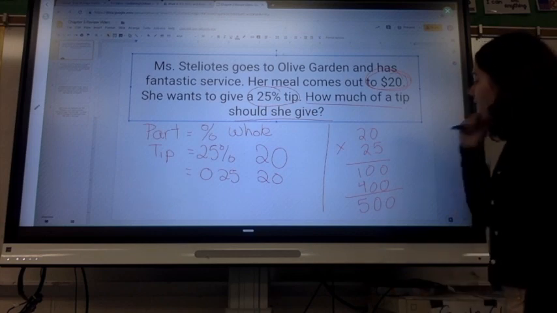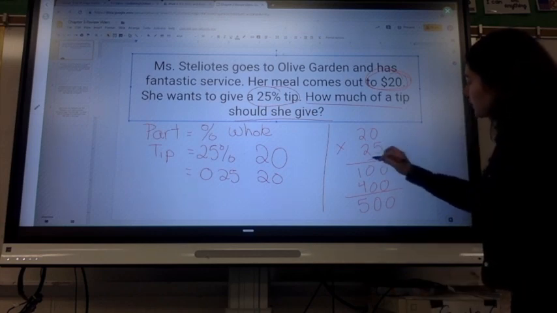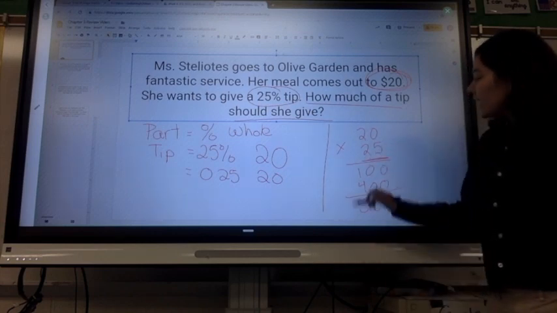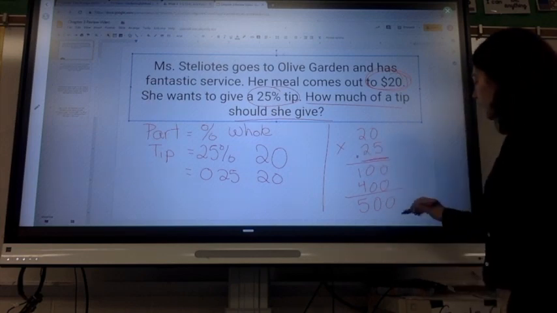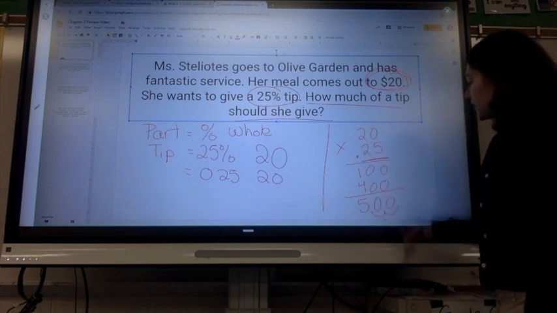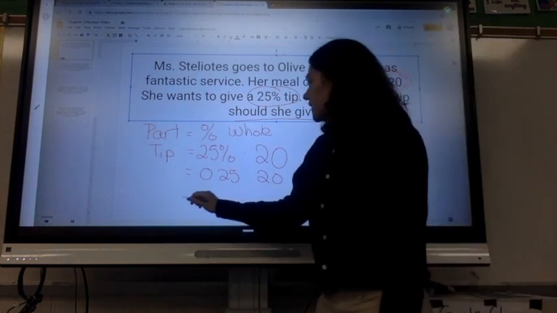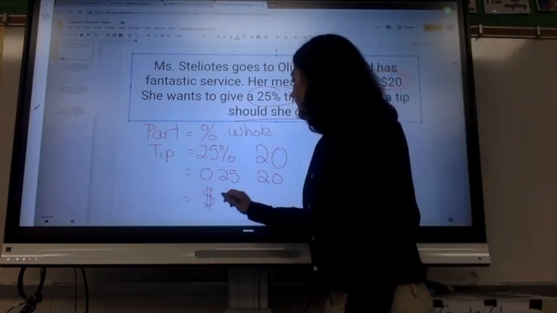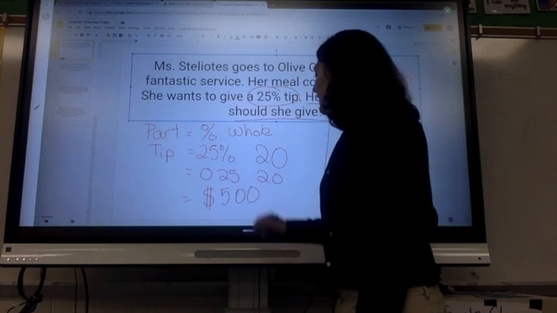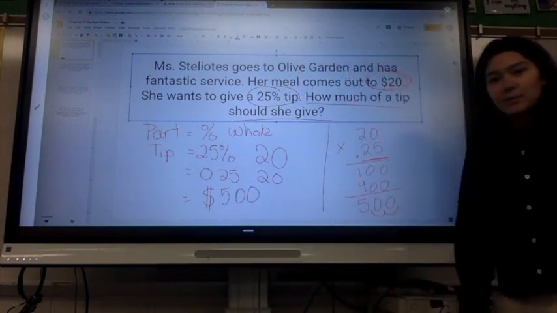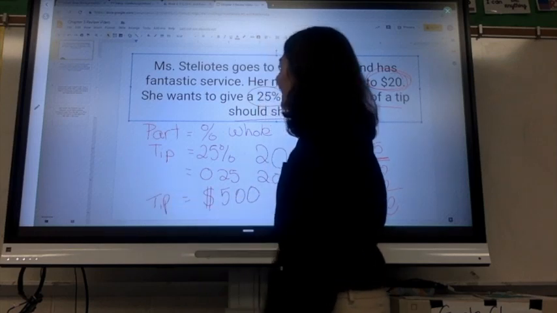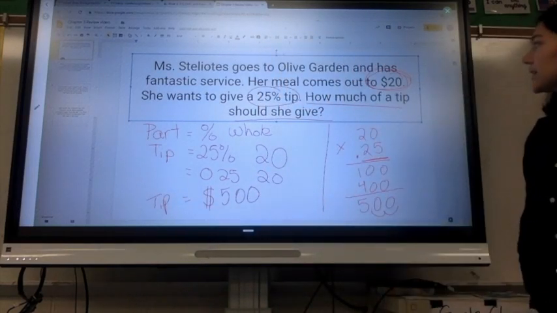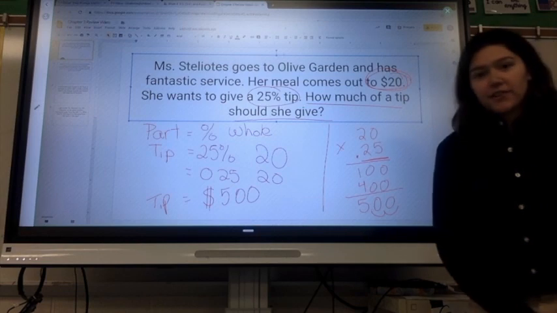Then finally, I see that there are two decimal places after my point. So that means I move the point over 2, and I get $5 is the amount of a tip I should leave. That is my part. Okay, so I get my tip is $5. And in this question, that's actually our final answer. How much of a tip should she give? She should give $5.